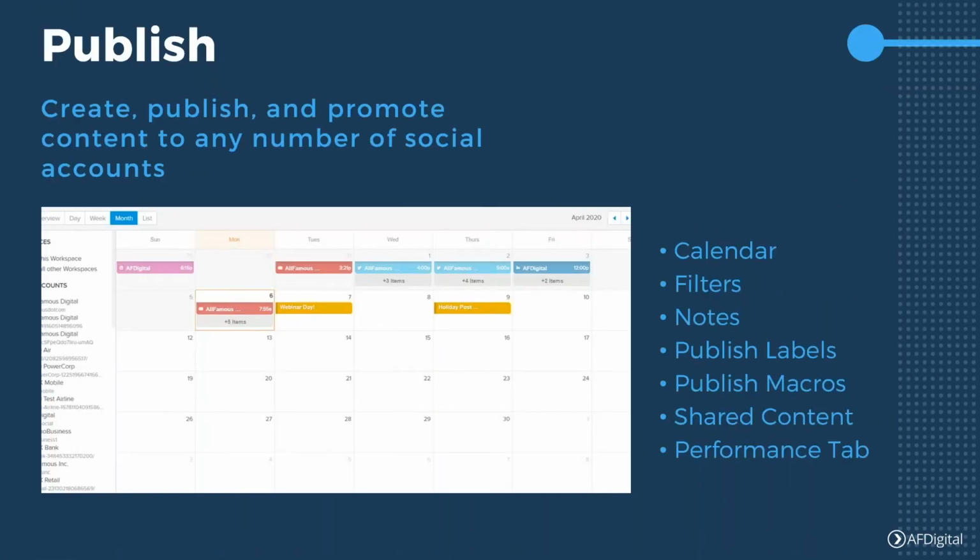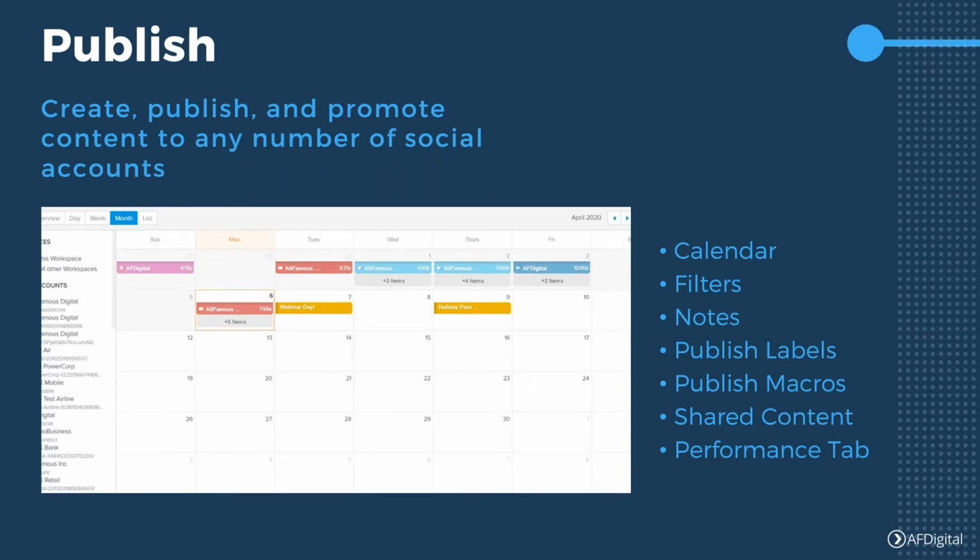So some of the major features of each of these major components. For publish, everything is built around the calendar. You can schedule things in the calendar. If you're looking for something specific, maybe a previous post that you might have, you can utilize the filters to quicken that search. You can leave comments, information and suggestions to other members of the team within Social Studio Publish through the notes that you can leave in the calendar.